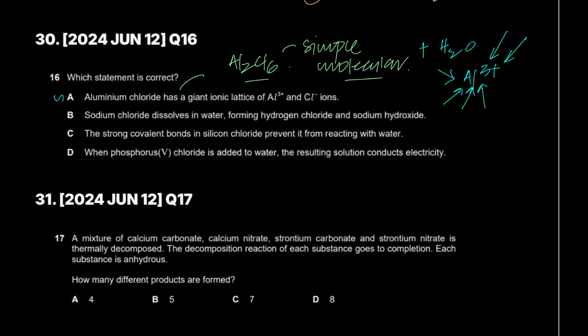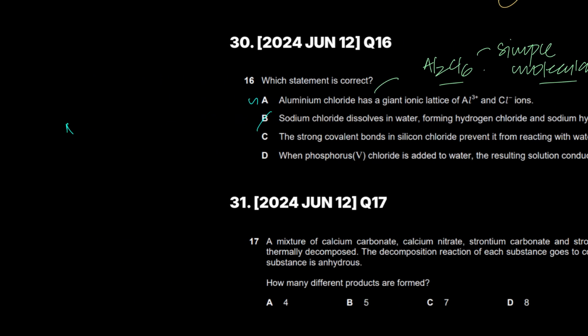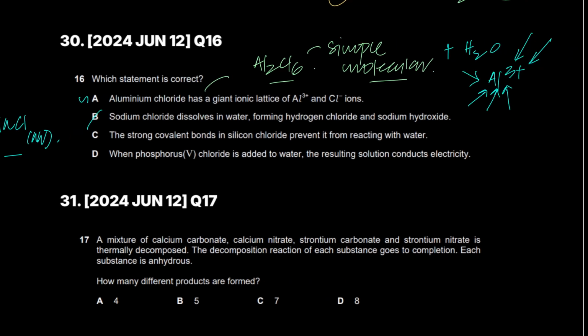Now, it says sodium chloride dissolves in water, forming hydrogen chloride and sodium hydroxide. Absolutely BS, man. Why? Because sodium chloride is namak. It just dissolves in water to give you NaCl aqueous. That's all. Nothing else. Right? So B is wrong. No hydrogen chloride forms, no sodium hydroxide.